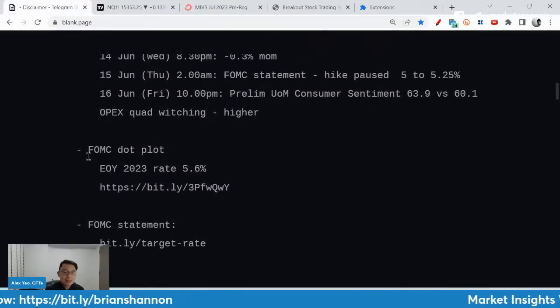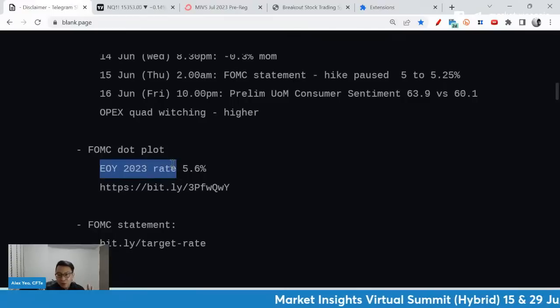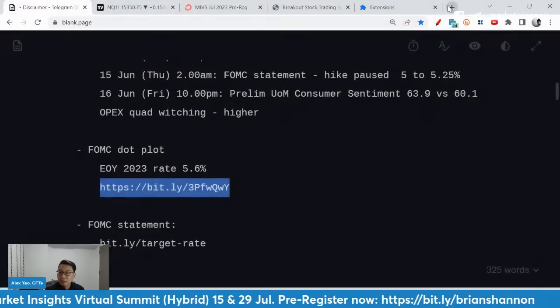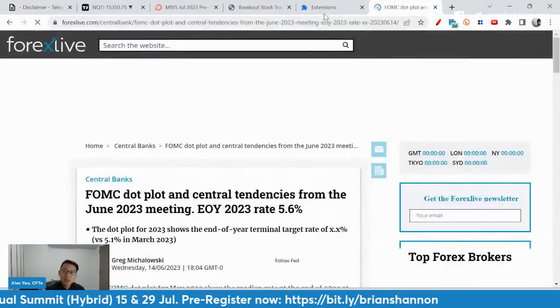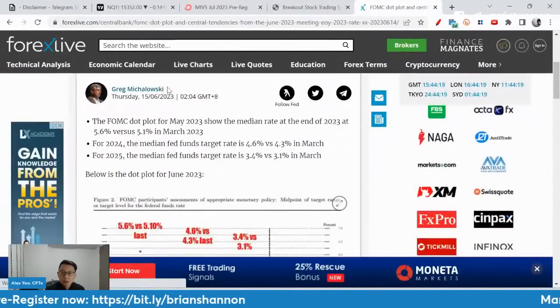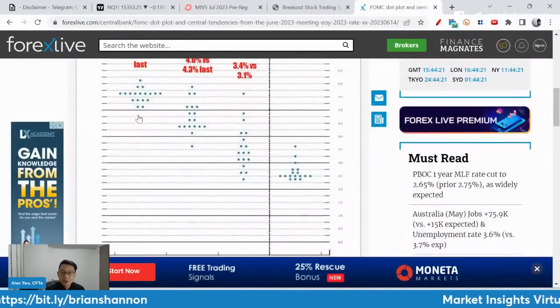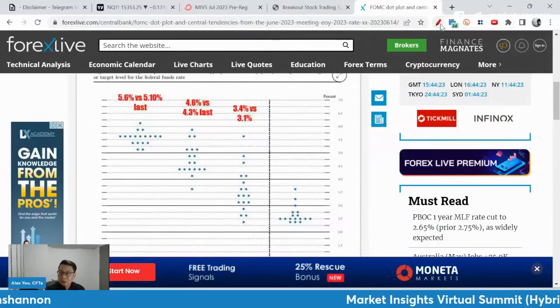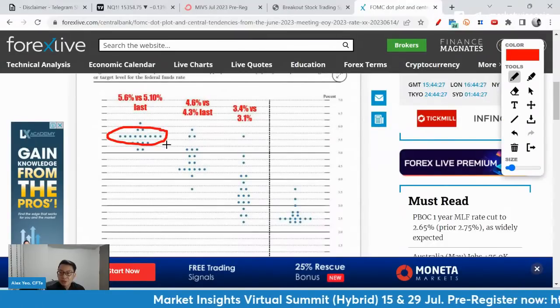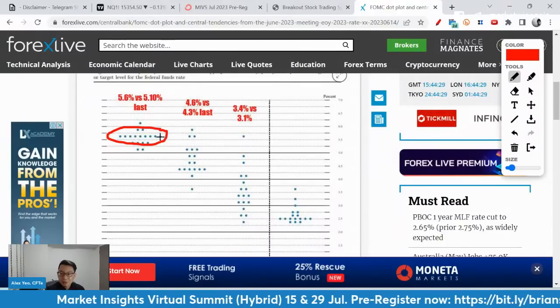As I mentioned, at the FOMC dot plot, for the end of the year they're expecting 2 more hikes, which brings the rate to 5.6%. This is the short-term link over here. So basically the news is nothing much. This is the dot plot over here, the summary. Basically all the FOMC members find that it is about 5.6% around that region.